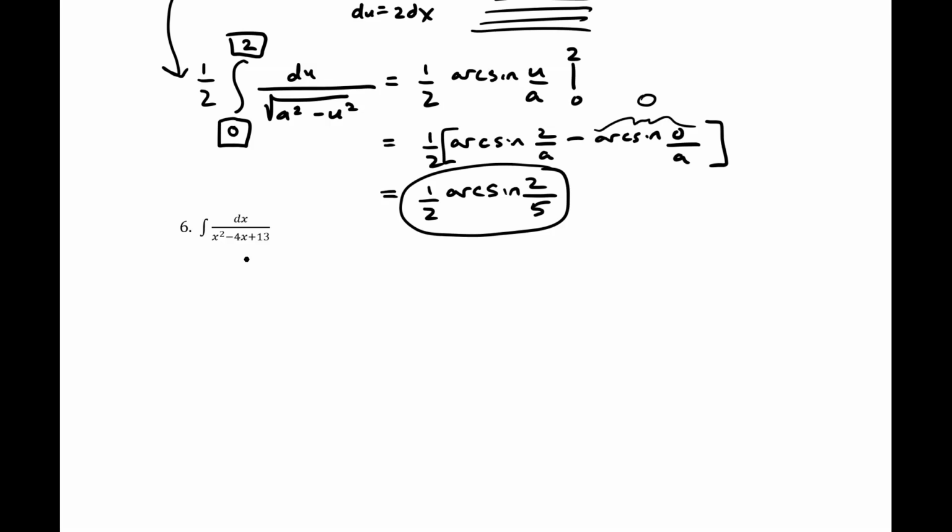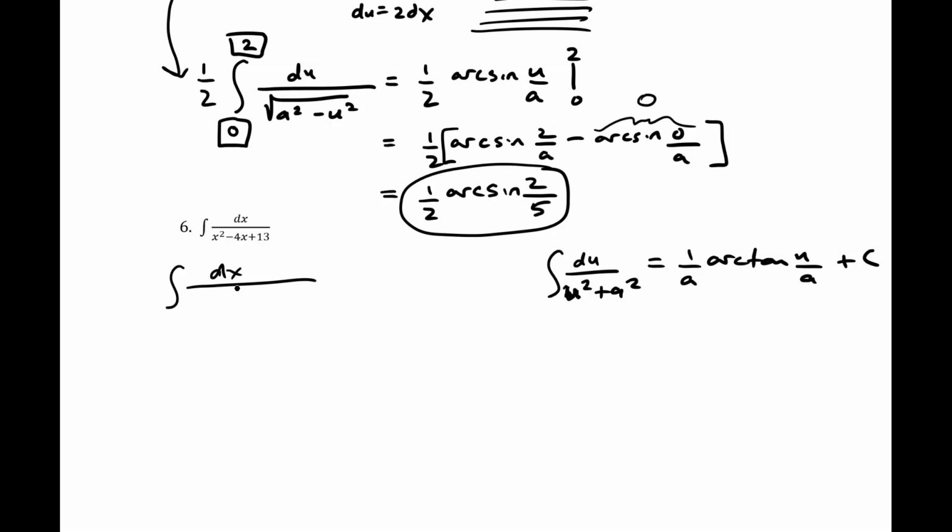And so if we just pull that back up from the other side, the antiderivative of du over u squared plus a squared is equal to 1 over a times arctan of u over a plus c. So we're going to try to get it in a form like this, where it's du over u squared plus a squared. So we're going to complete the square in that denominator. If I'm going to complete the square in that denominator, then that means I'm going to separate the 13. I'm going to move the 13 down here a little bit.